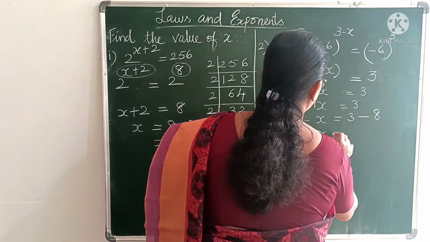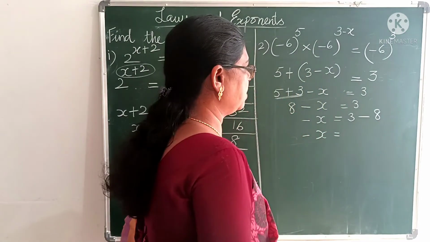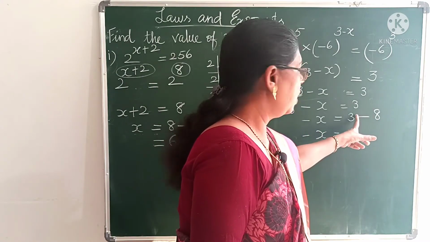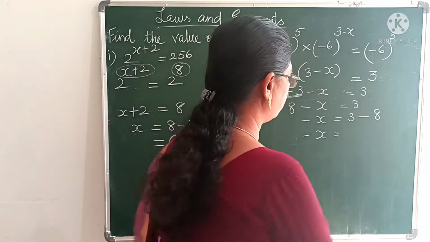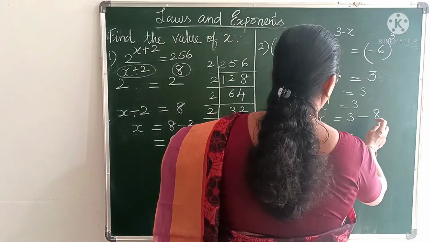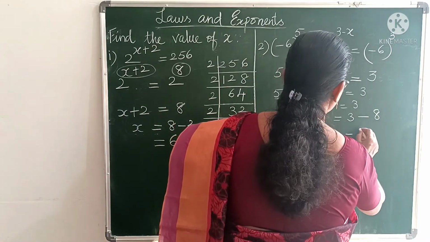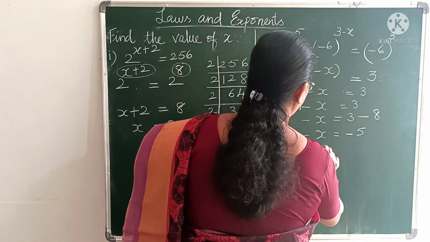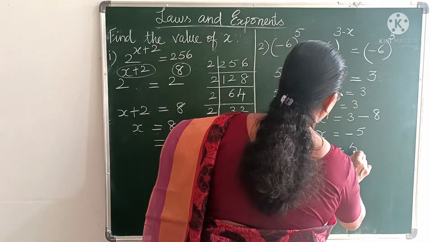So minus x is equal to, how will you subtract this one? Subtracting a bigger integer from a smaller integer. Both are positive, so put a minus sign. The difference between 3 and 8 is 5. If minus x is equal to minus 5, x is equal to 5.